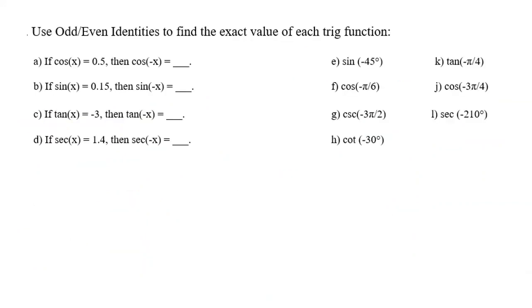Remember that we are using odd and even identities to find exact value. Remember that cosine is the only even function, cosine and secant. The rest are going to be odd. So with cosine, we can just get rid of that negative on the x. But for the rest of them, we need to bring that negative to the outside because they're odd. So if cosine x equals 0.5, then cosine negative x is the same as cosine x, which will also be 0.5. If sine x is 0.15, then sine negative x is, well, we just need to bring that negative to the outside, and it's negative of whatever sine x is. Sine x is 0.15, so that's negative 0.15.